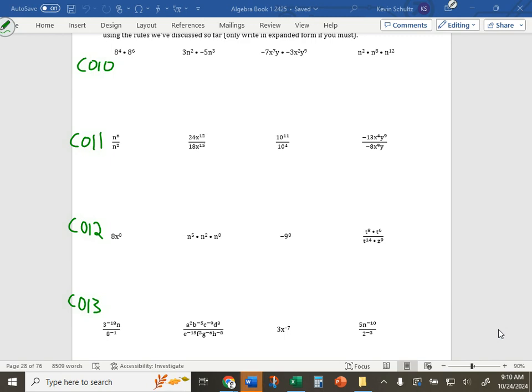Okay? This page is going to be due tomorrow. You've got about 5 minutes to work on it now. Again, only write it in expanded form if you have to. The goal is to recognize what rule is being used, and then know how to use the rule. That is the goal here. Questions, comments, concerns, complaints, compliments, congratulations, criticisms on CO13 or any of this page.